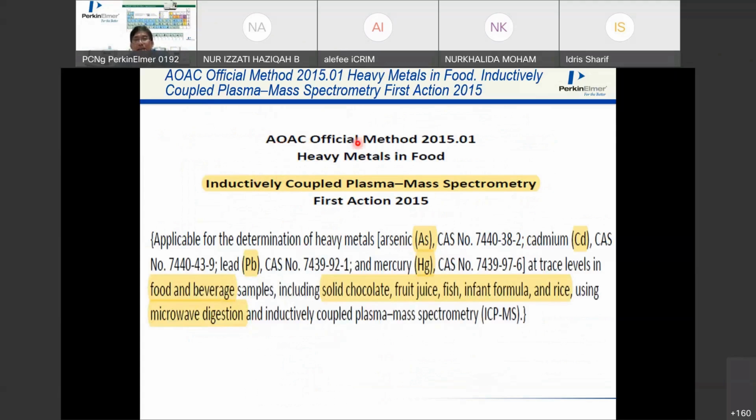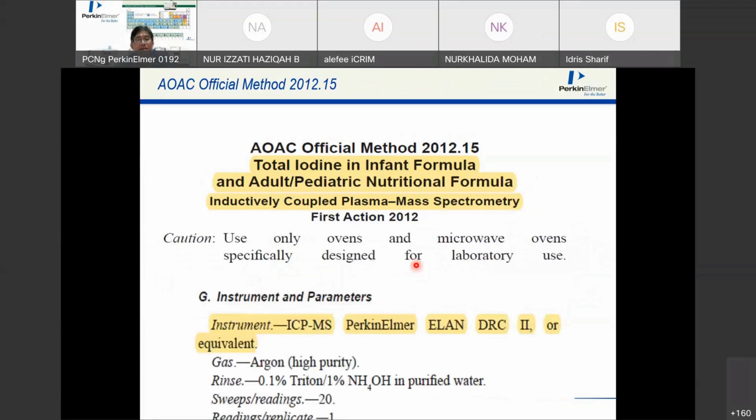Look at AOAC method, i-CRIM heavy metal in food for this big four: arsenic, cadmium, lead, mercury in all kinds of food is by i-CRIM and microwave, because it contains mercury. So next is iodine. AOAC method is also using PerkinElmer i-CRIM. AOAC method 2015 is also using PerkinElmer i-CRIM. AOAC, then the iodine official method is also by i-CRIM.